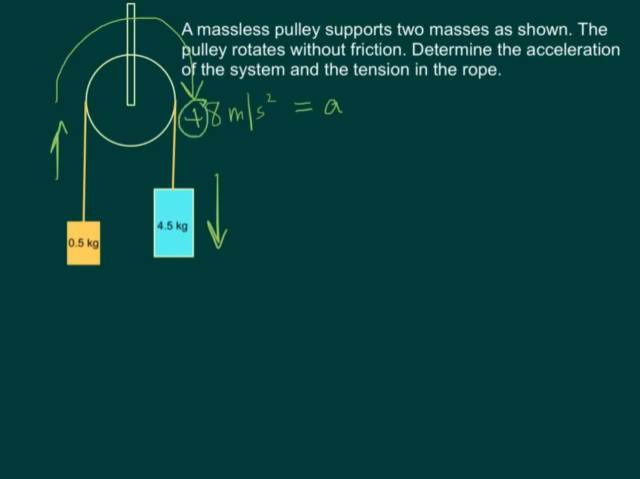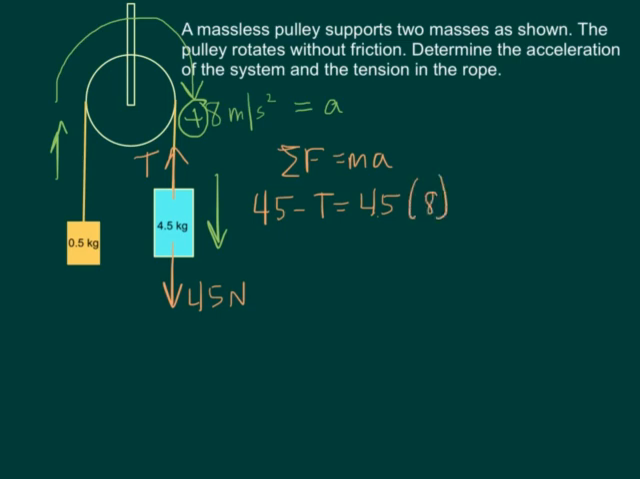In this case, then, the weight that was pulling down, the 45 newtons, is positive, and this tension force is negative. So if I wanted to look at just that part of the system, I could say 45 minus T is equal to that mass times this acceleration that we found of 8. And that would end up giving us a value of tension of 9 newtons.